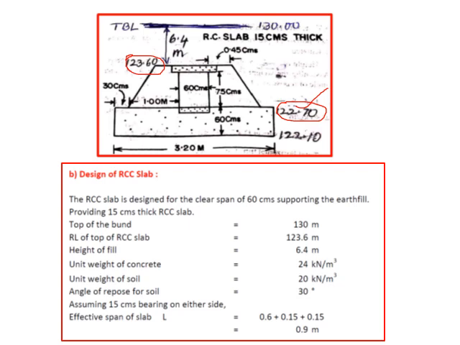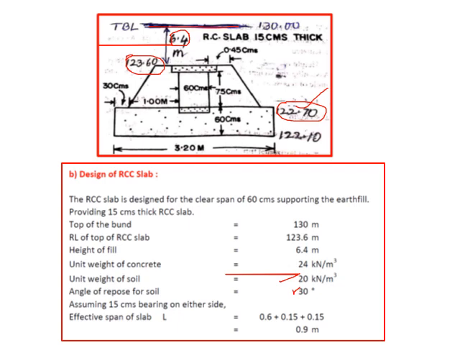You know that the TBL is fixed at 130, which is again decided. So 130 minus 123.6 gives 6.4 meters as the height of the fill. This RCC slab has to support its own self weight as well as the height of the fill. The various other quantities are assumed, like the unit weight of concrete, which is 24 kilonewton per meter cube. The unit weight of soil is again taken as 20 kilonewton per meter cube. The angle of repose for soil is 30 degrees.